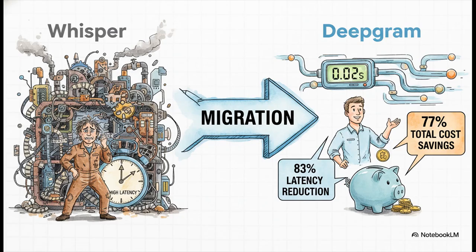And hey, this isn't just theory. Here's a real-world case study from a healthcare AI startup. They totally hit a wall with their self-hosted Whisper instance and decided to migrate to Deepgram. The results were dramatic. An 83% reduction in latency and a 77% drop in their total monthly cost.